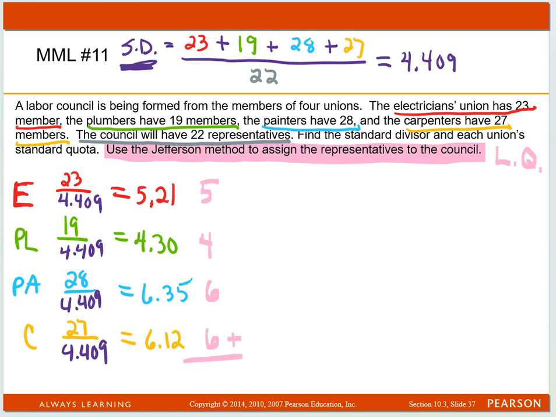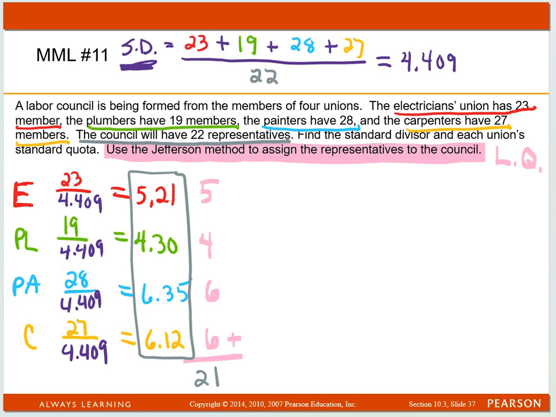And then when he adds them up, he gets 21. There's supposed to be 22 representatives. Okay, now let's think about this. I only have 21. I need more than that. So that means that one of these numbers is going to have to get bigger by 1 whole, because he always uses the lower quota.